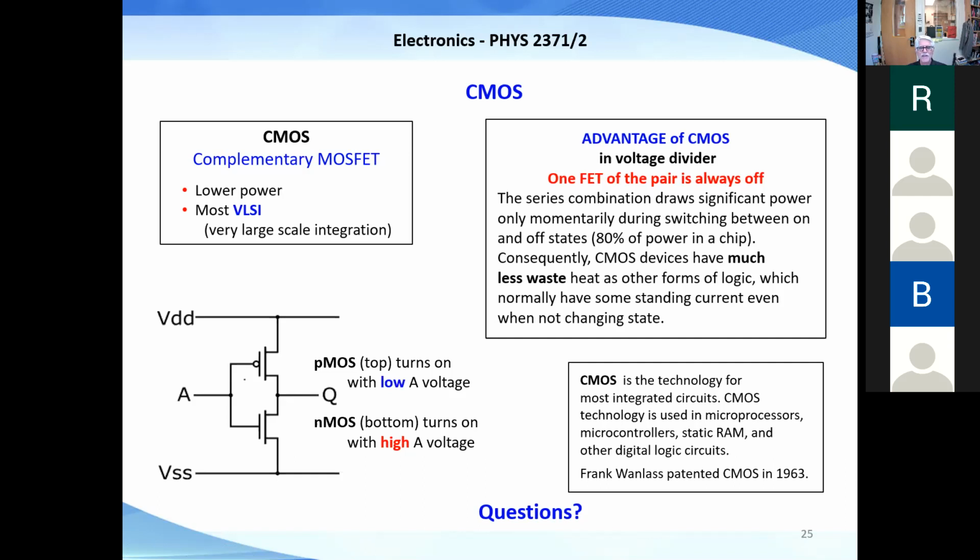If they didn't have CMOS, you'd have to charge your phone every 10 minutes. Well, maybe not 10 minutes, but 8 times more often, basically 8 times more often.